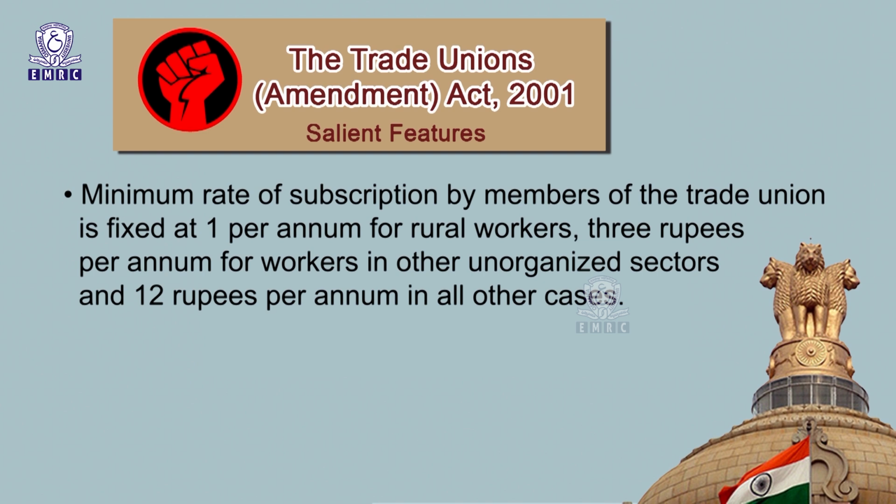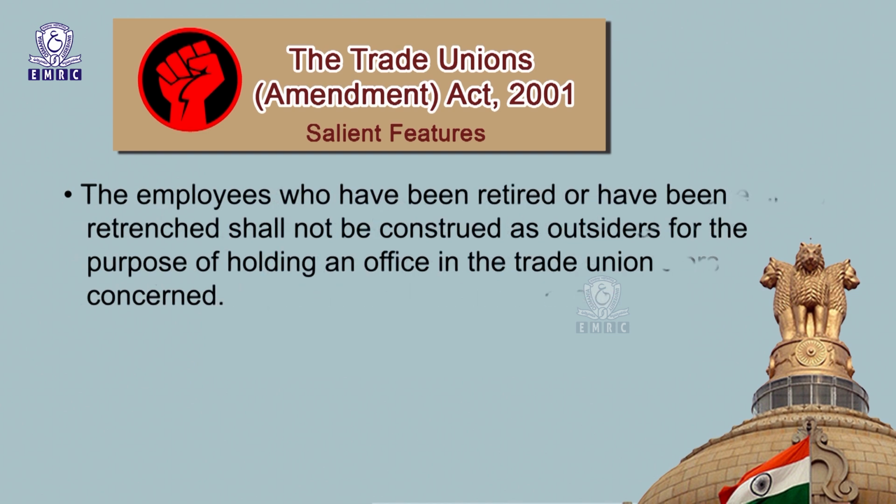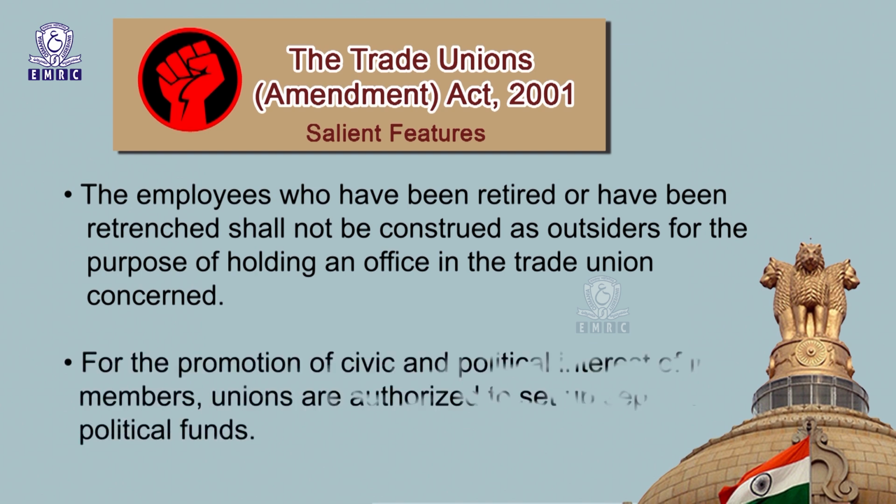The minimum rate of subscription by members of the trade union is fixed at 1 rupee per annum for rural workers, 3 rupees per annum for workers in other unorganized sectors, and 12 rupees per annum in all other cases. Employees who have been retired or retrenched shall not be construed as outsiders for the purpose of holding an office in the trade union concerned. For the promotion of civic and political interests of its members, unions are authorized to set up separate political funds.